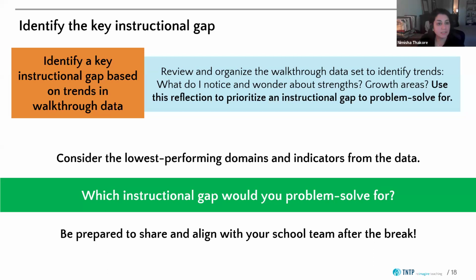And to do that, consider, of course, looking at the lowest performing domains and then zeroing down to the lowest performing indicators. So where are you seeing a lot of not yets and somewhats, right? So take the next couple of minutes to skim through the data again if you need to, skim through other people's noticings if that's helpful for you. And then jot down in your handout, what is the instructional gap that you would problem solve for? What would you prioritize?